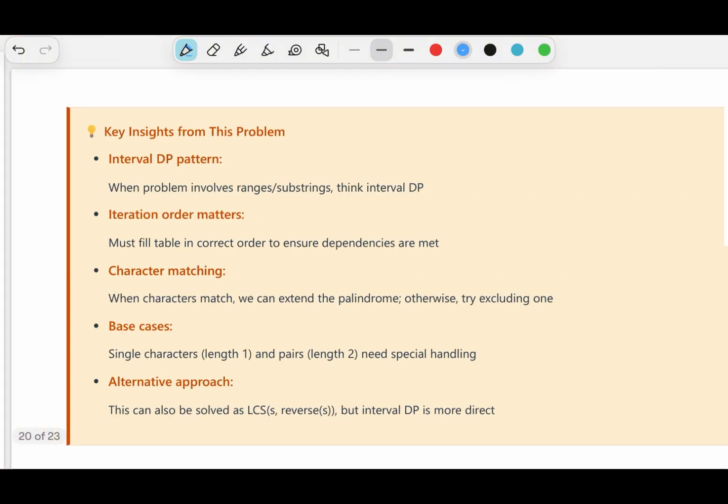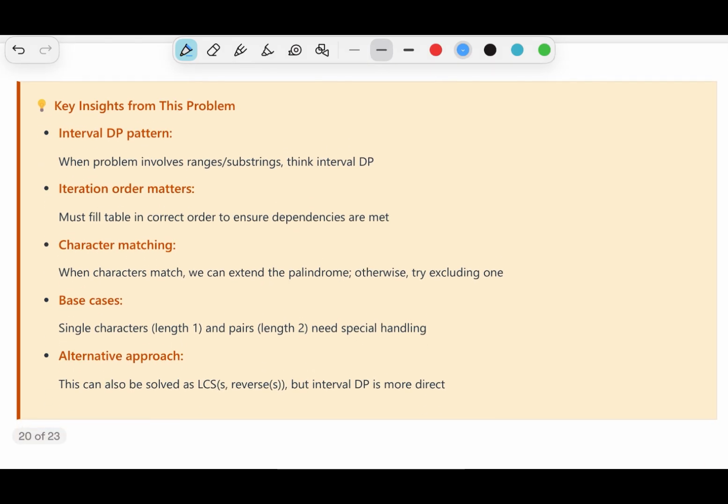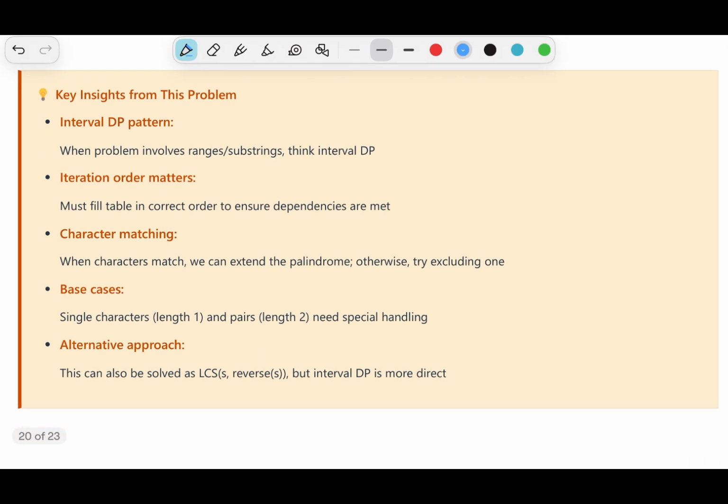And the big takeaway here: when you see a problem asking for the best solution on a range, your brain should light up and think interval DP. When you see a problem about strings where the ends matter, think, what happens if I include both, versus what happens if I have to discard one. This pattern will show up again and again.